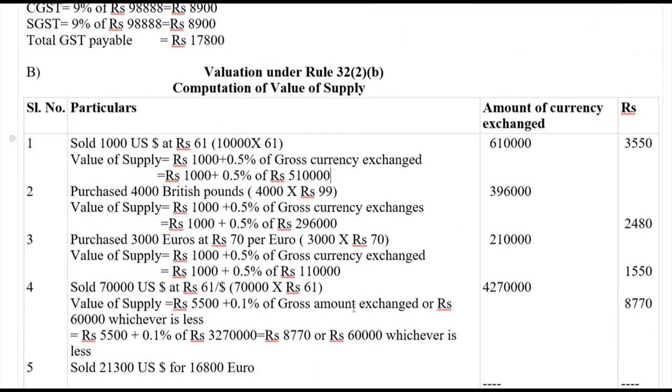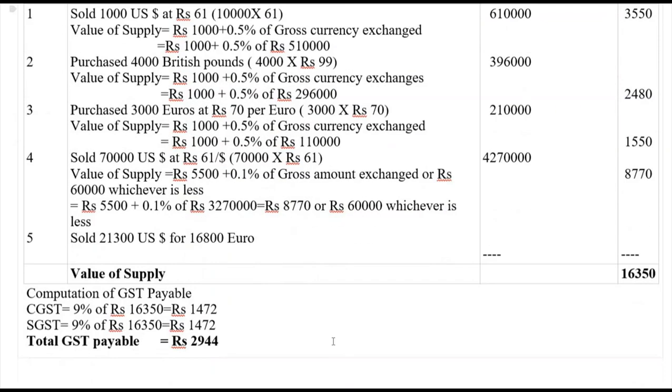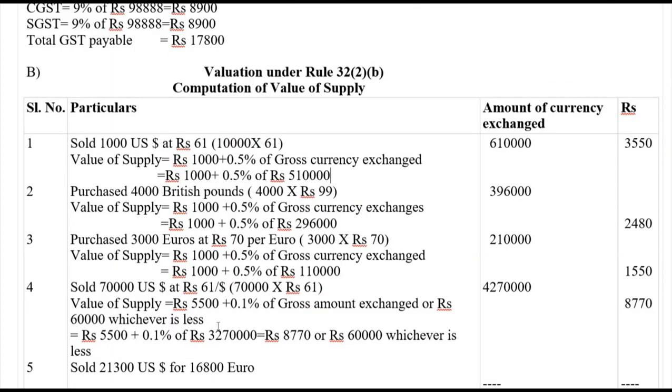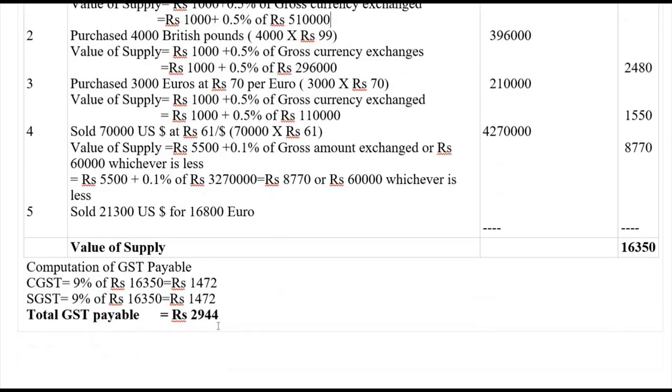But when you compare the payment of the tax here, rule 32 sub rule 2B is convenient to the taxpayer, as it is very less when compared to the option A here.